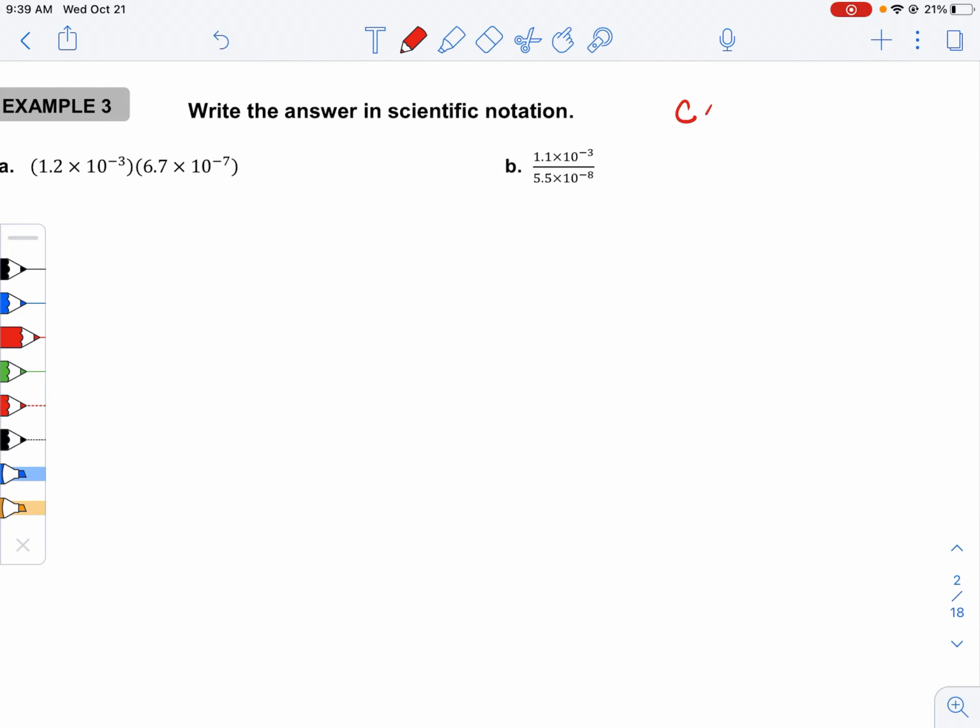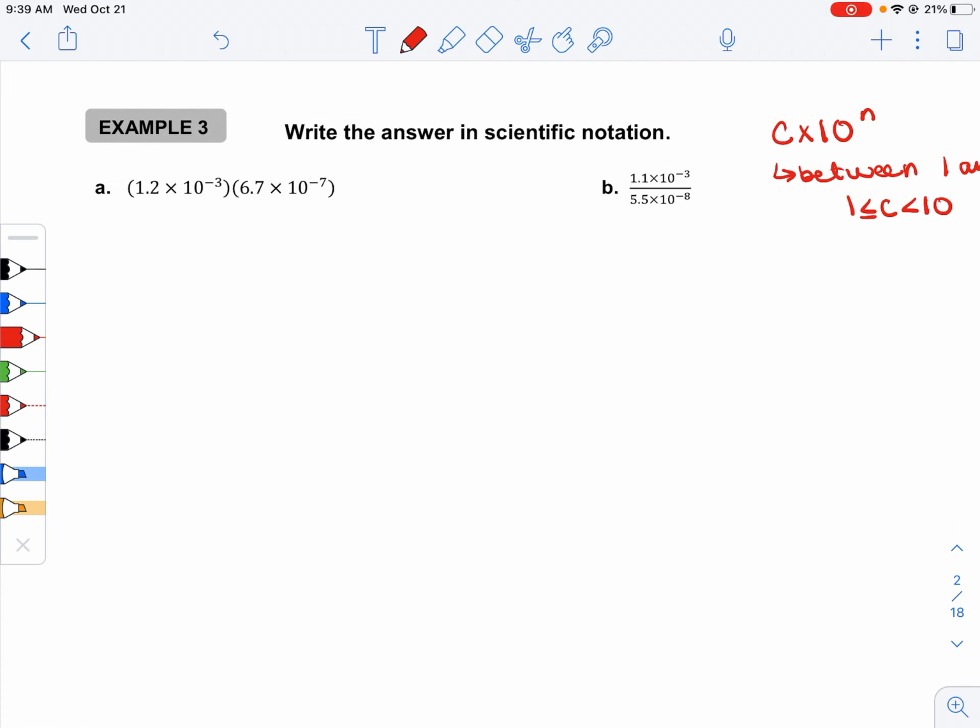In general, it's set up that it's c times 10 to the n. This is a times sign, not an x. Your c is a number between 1 and 10. More specifically, it can be equal to 1, so c is greater than or equal to 1, but it has to be less than 10.